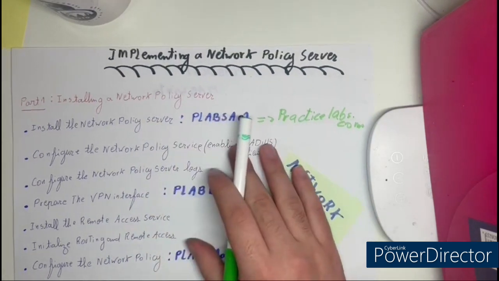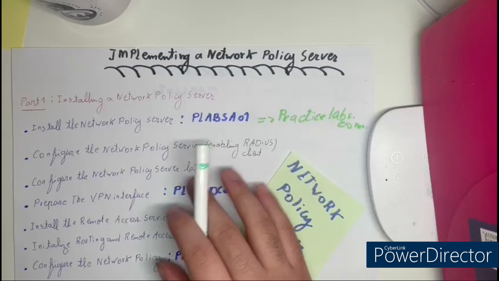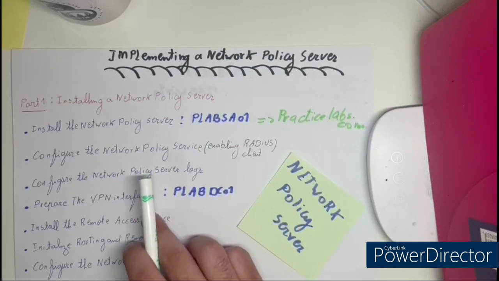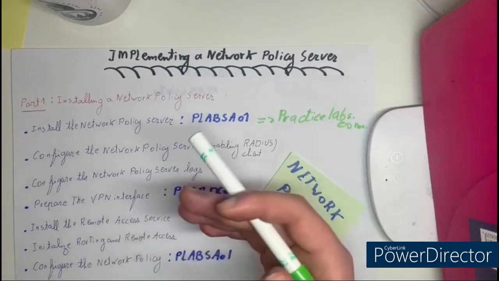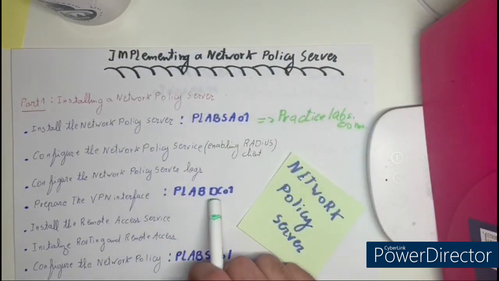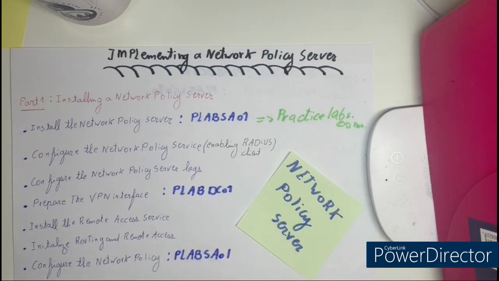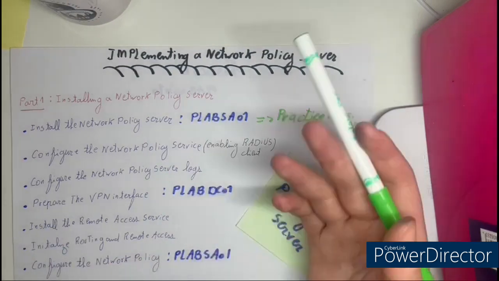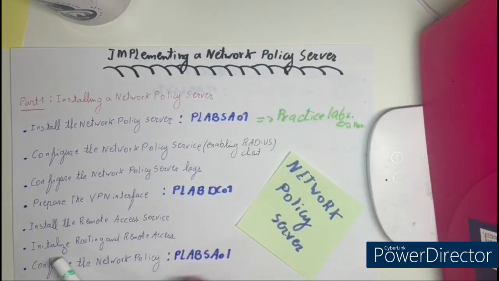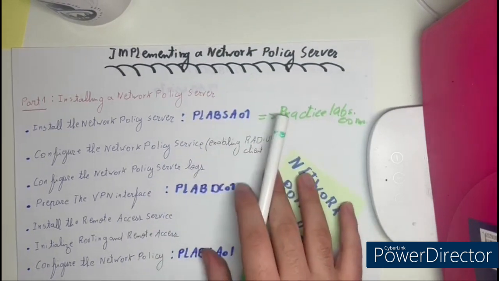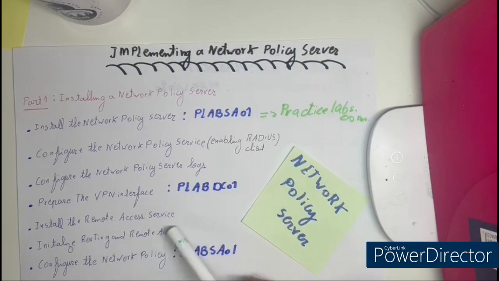So basically, to keep it short, within this step I will configure the secondary network interface on the PLAB DC01 server, which is the VPN server. Then we will be installing the remote access service, and then initialize routing and remote access. I reckon there's no need to explain this because they are already clear.